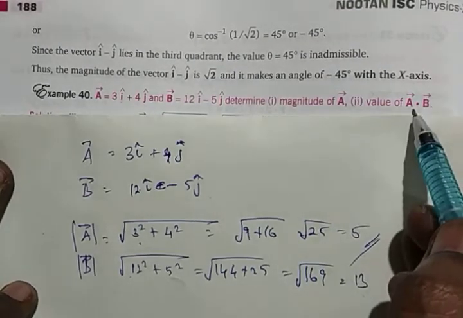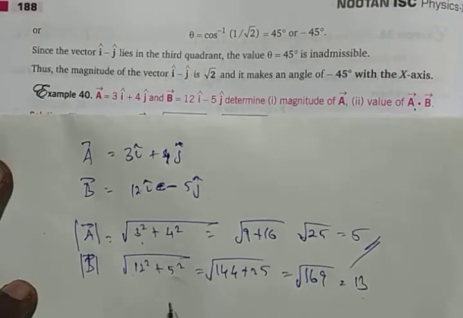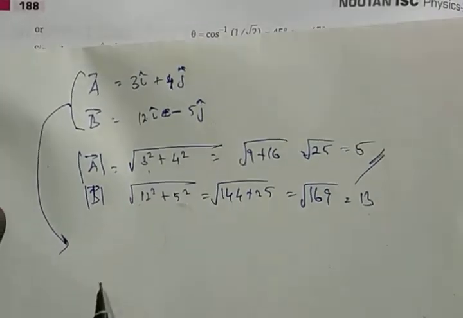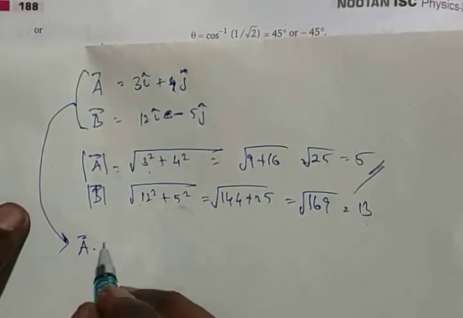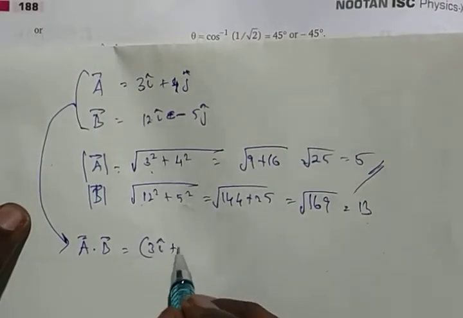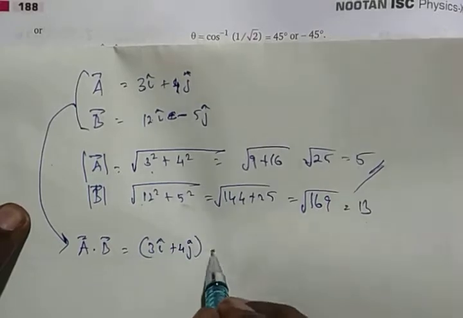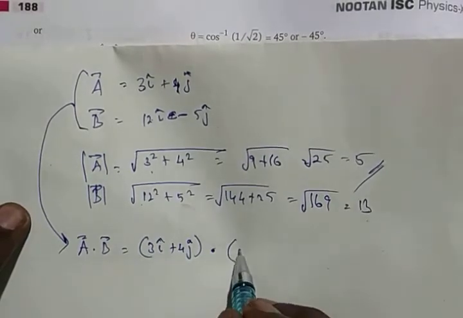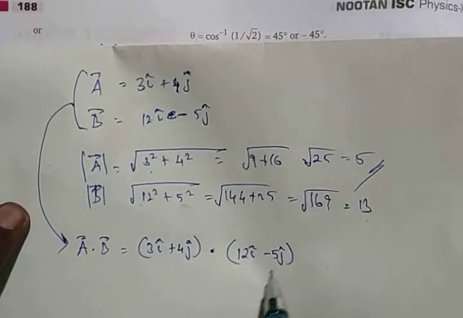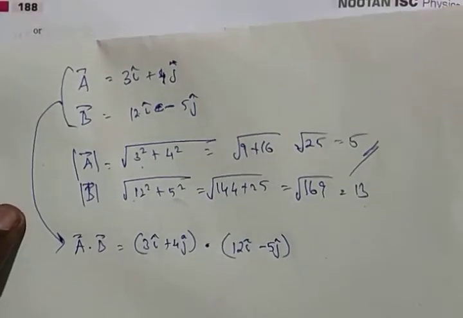Now next one is A dot B, you need to find out. How to find out A dot B? So we'll go here. A dot B is going to be equal to 3 I cap plus 4 J cap dot product of 12 I cap minus 5 J cap. It is just a dot product of both of them.